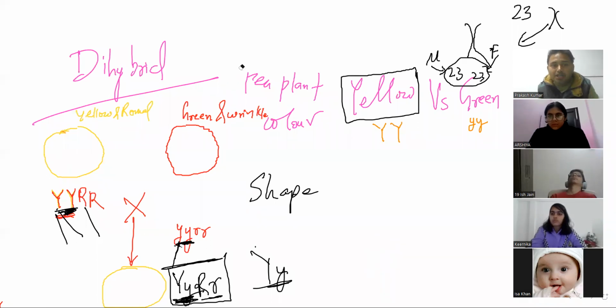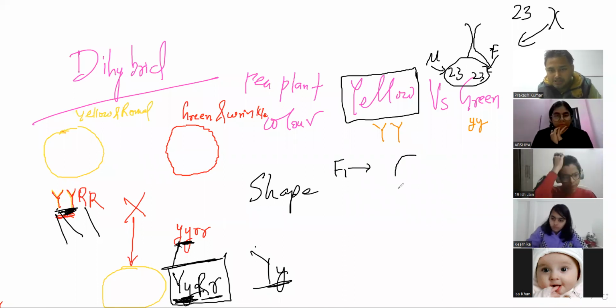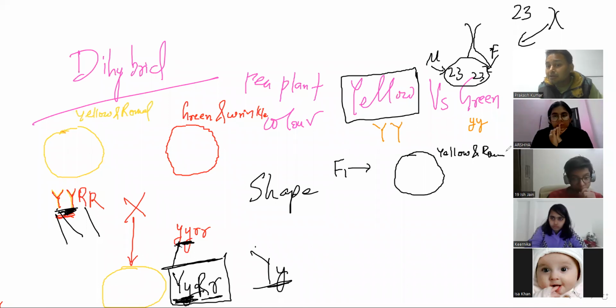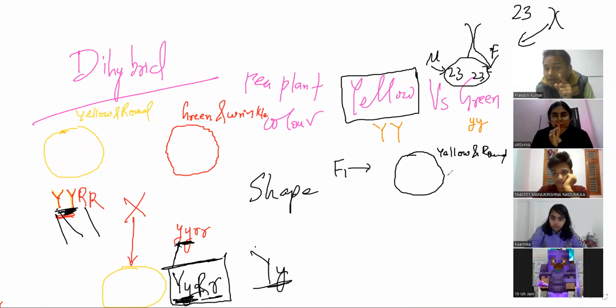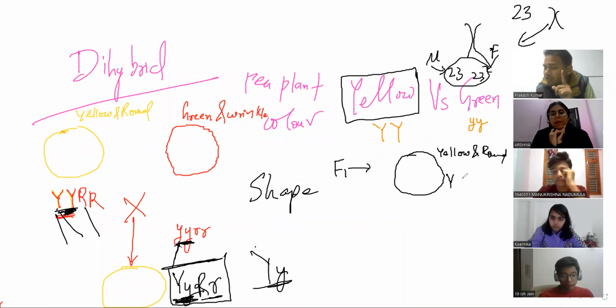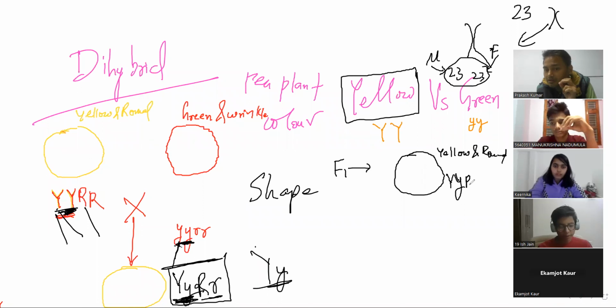Yes, sir. Now, next point will be, I'm erasing this. Now the next point will be this F1 generated, the F1 result, which is yellow and round, which is looking like yellow and round. But its genotype is what? Capital Y, small y, capital R, small r. Remember?